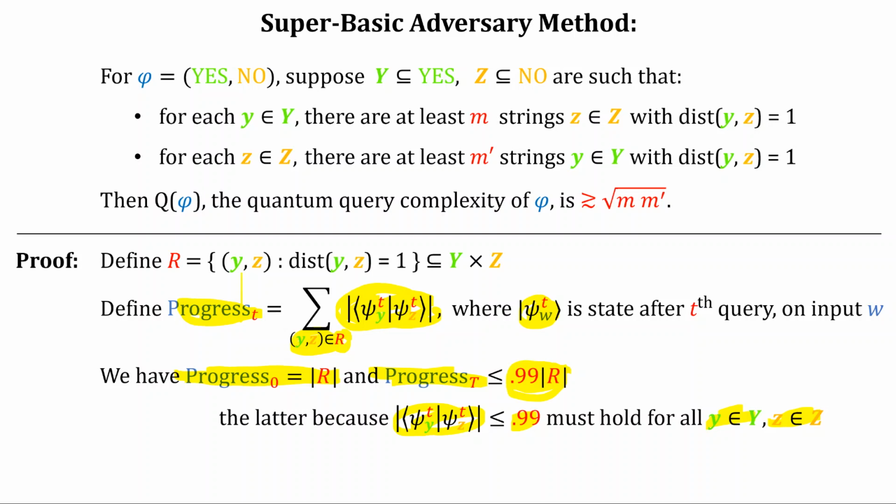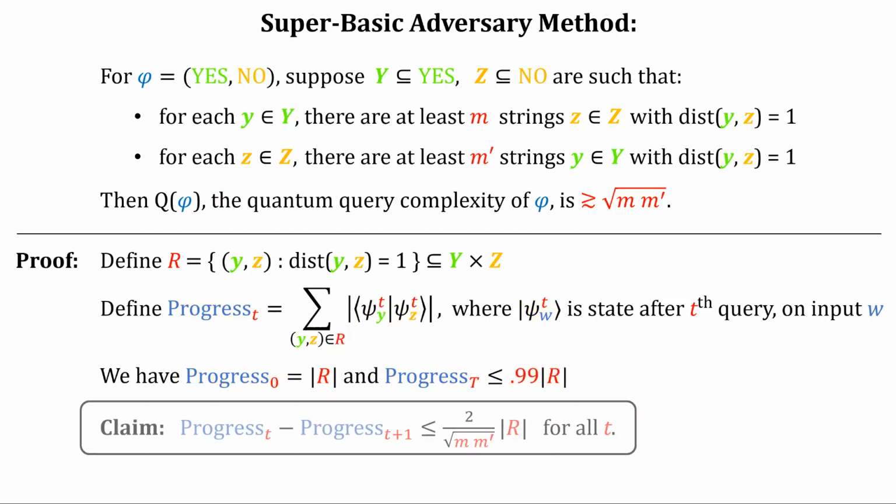Okay, so we're in the setup we want. The progress starts out high and has to end a lot lower. And what we need to show is that it can only go down by so much as you make queries. Okay, and indeed this is going to be the key claim right here that we'll spend all our time proving. It says that for any t, any stage of the algorithm, the difference in progress between time t and time t plus 1, in other words, the difference in progress that you can attribute to the tth query, is bounded by this quantity, which is cardinality of R times a small factor, 2 over square root of m m prime.